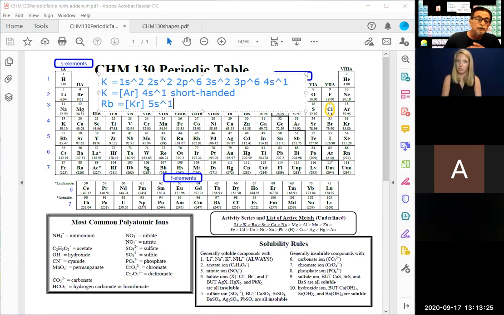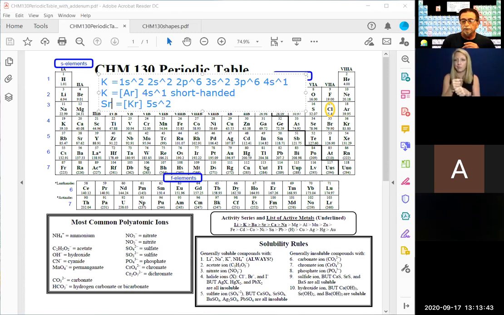And if I needed to do strontium, number 38, guess what? I just put a 2 there for Sr. And that is, again, the shorthand configuration.